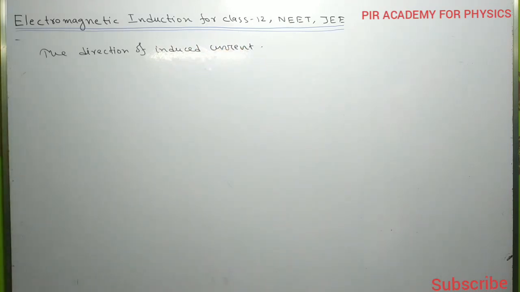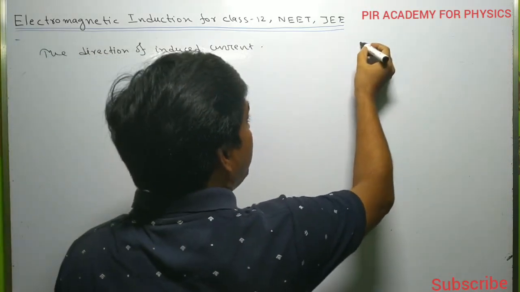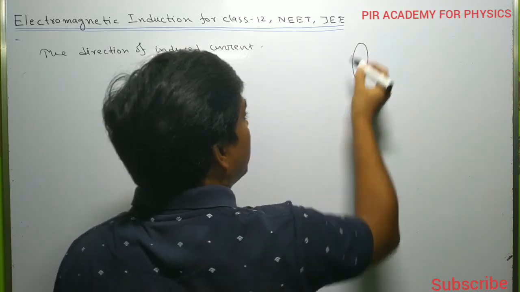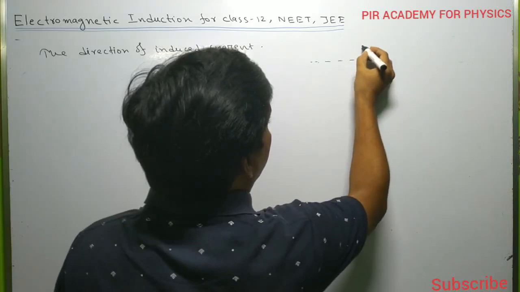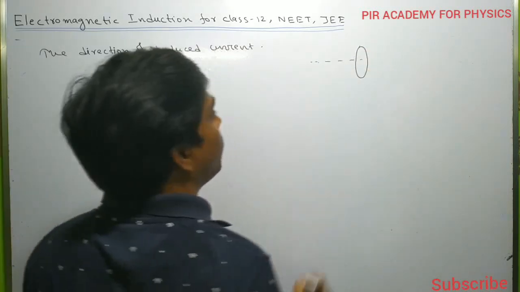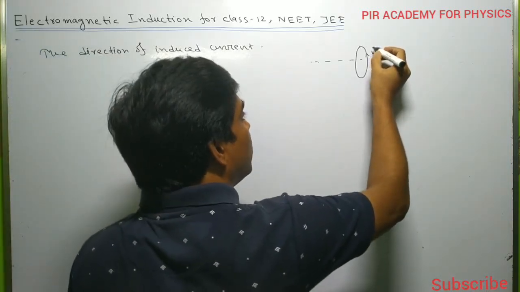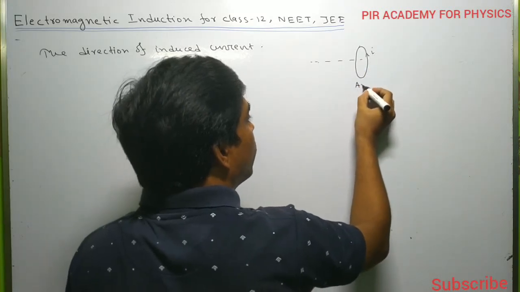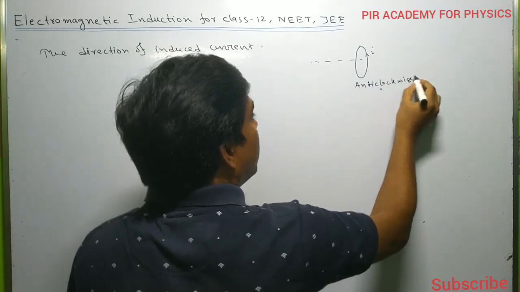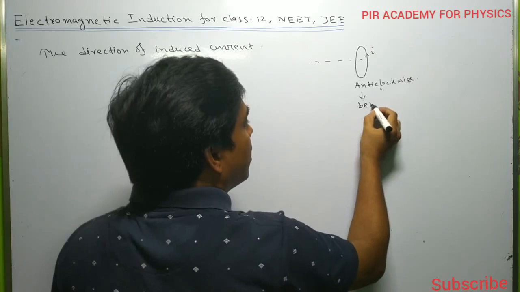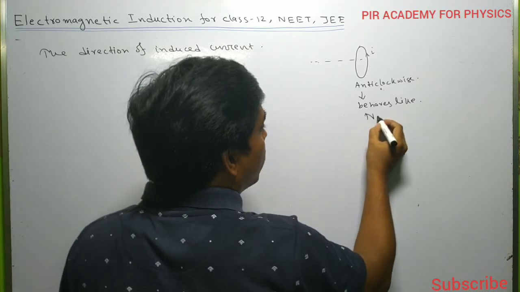What would be the induced current? Suppose there is a loop. If the induced current in this loop is anti-clockwise, then this loop behaves like a north pole.